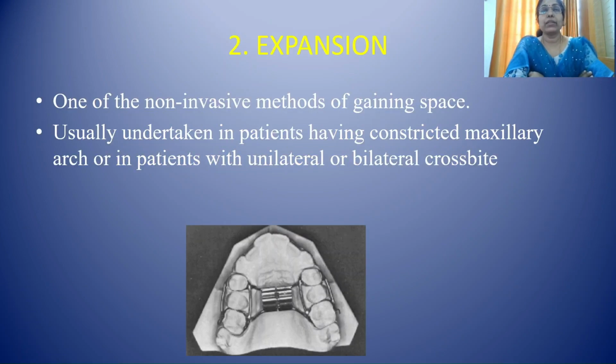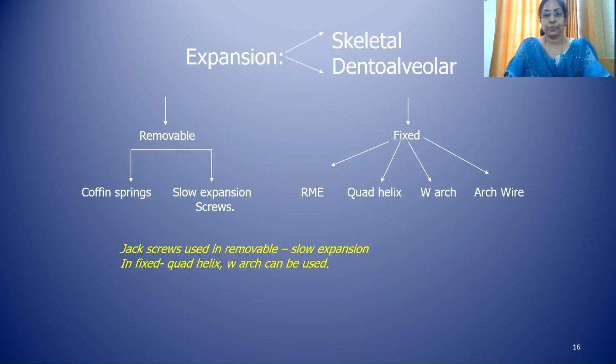This next method of gaining space is expansion. Okay, so this is one of the non-invasive methods of gaining space. Usually this is done in constricted maxillary arch or in patients with unilateral or bilateral crossbite. So expansion can be divided into two, that is slow expansion and rapid expansion. Okay, slow expansion brings about dentoalveolar changes, and skeletal expansion, that is rapid maxillary expansion, will bring about skeletal changes.